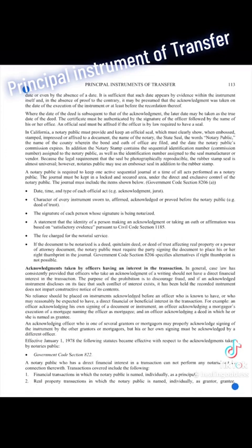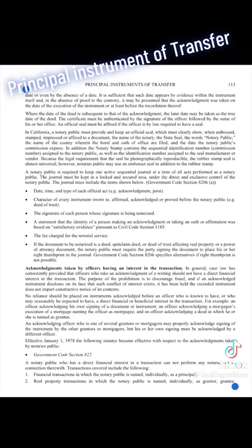For example: an officer acknowledging his own signing of a document or instrument; an officer acknowledging a mortgagor's execution of a mortgage naming the officer as mortgagee; and an officer acknowledging a deed in which he or she is named as grantee. An acknowledging officer who is one of several grantors or mortgagors may properly acknowledge signing of the instrument by the other grantors or mortgagors, but his or her own signing must be acknowledged by a different officer.